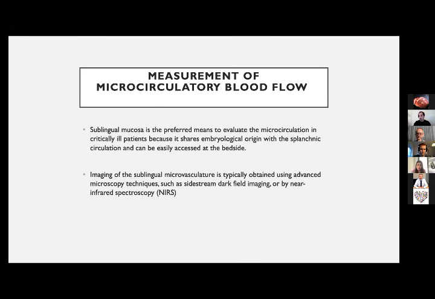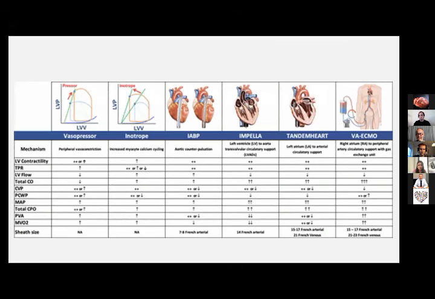You can also measure microcirculatory blood flow, and the sublingual mucosa is preferred, especially because it shares embryology with the splanchnic circulation, and it's easily accessible at the bedside. So you can image by using dark field imaging, or you can use near-infrared spectroscopy and measure the microcirculatory blood flow.